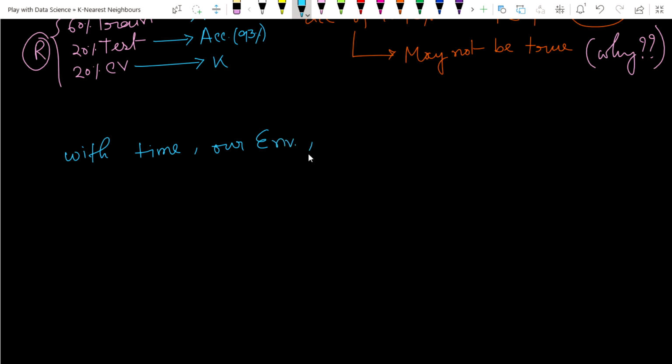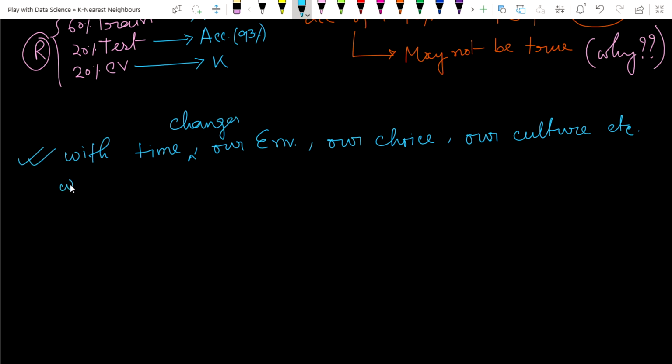This is not something we handle; it totally depends on nature. So we cannot predict what our future environment will be, what our future choice will be, or what the culture of future generations will be. Because of these changes with time, we cannot predict.